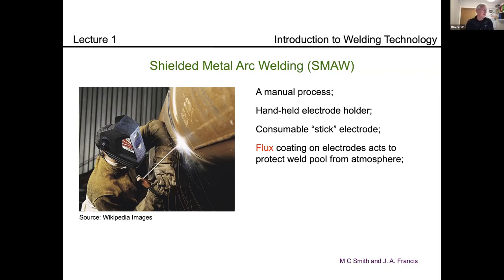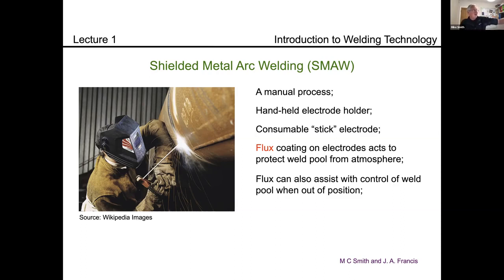Now, one side effect of that is because the flux solidifies onto the weld pool, it helps with controlling the shape of that weld pool when it's out of position. What we mean by out of position is the sort of thing we can see this man doing here. He's going to go round underneath the pipe and weld from underneath, which means he doesn't want the molten metal to gloop out and run up his arms while he's trying to make the weld.